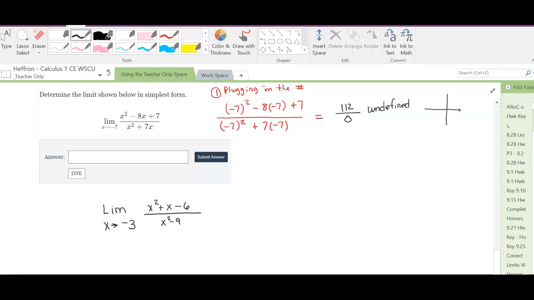Graphically, I have a vertical asymptote at -7. My graph looks like something like this. Vertical asymptote. And so that means my limit does not exist. That's the answer I would choose.